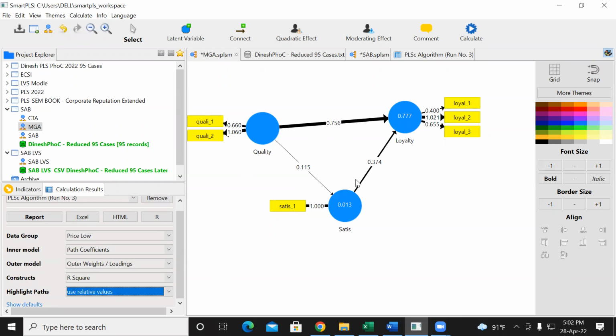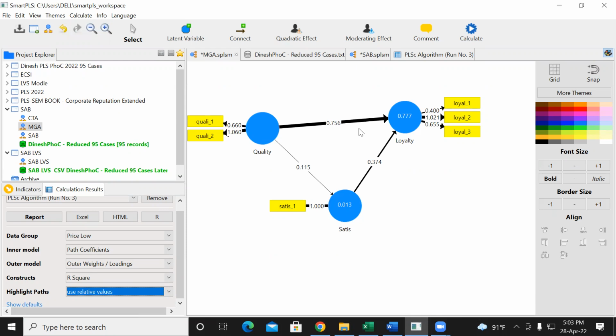Relative to the path coefficient size, they calculate the arrow. This is a very bold one. But the path coefficient is very small, right? You can see a not-bold one. This is a somewhat bold one. That's the use of relative values for the normal one. Or you can use absolute values. That is also there. But we like relative values. Therefore, you can see which path is strong.